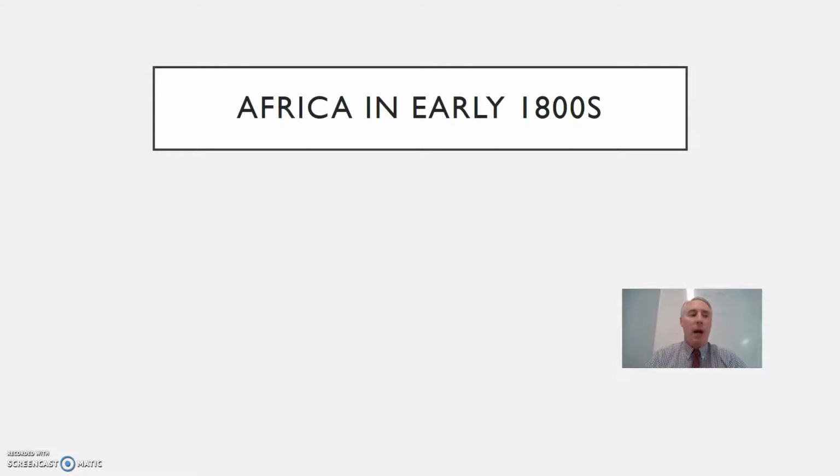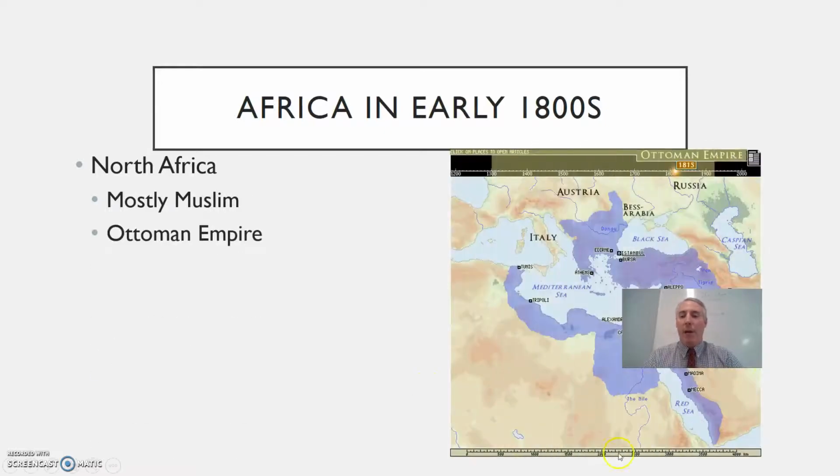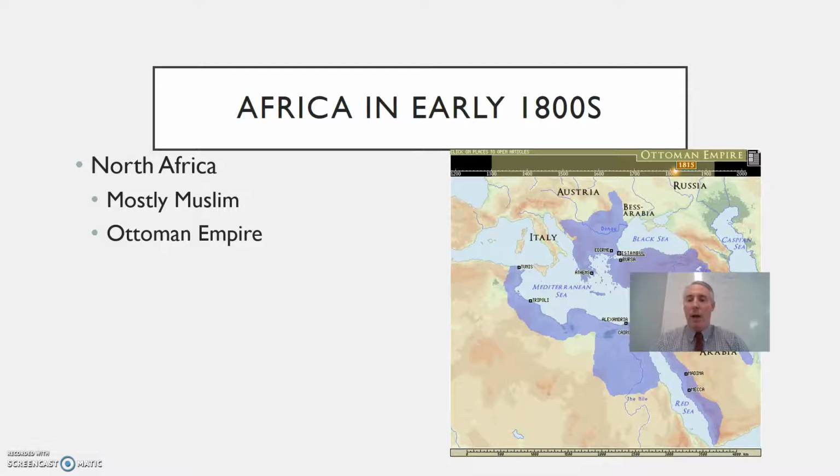Anyway, back to what Africa was like in the early 1800s. First, North Africa. North Africa was conquered by Islamic empires back during the Middle Ages and thus was mostly Muslim, still is to this day, and in the 1800s was part of the Ottoman Empire.